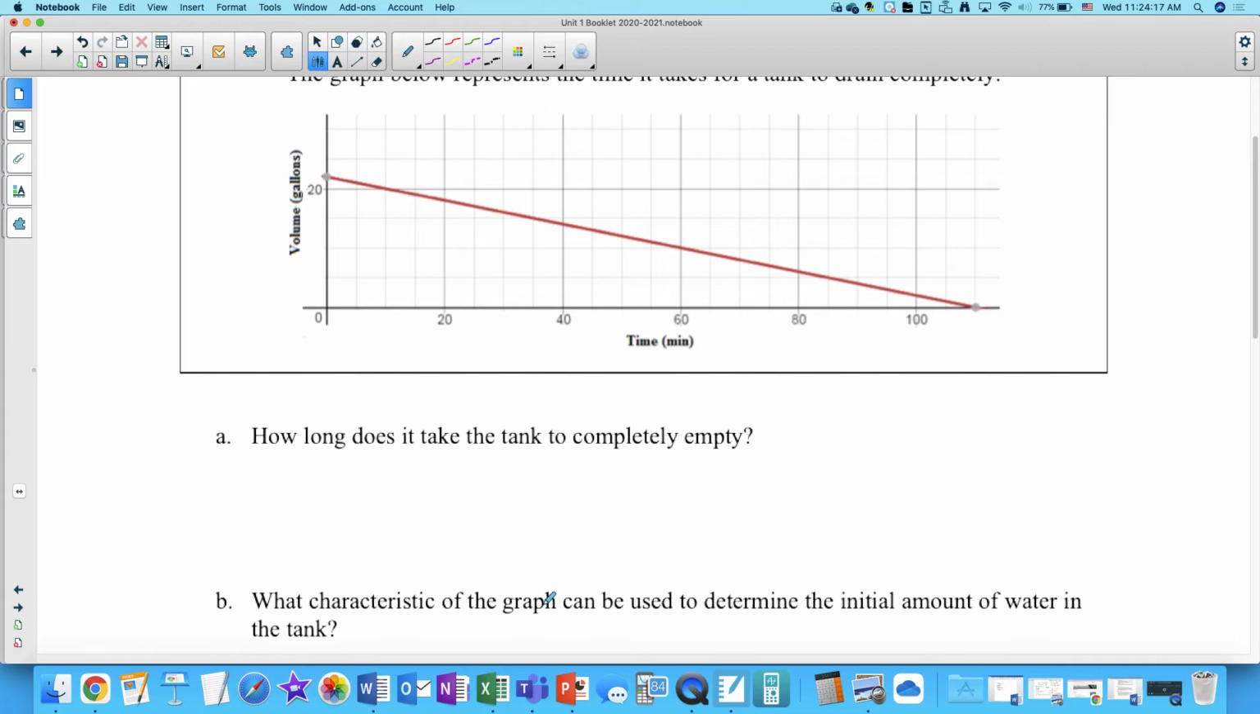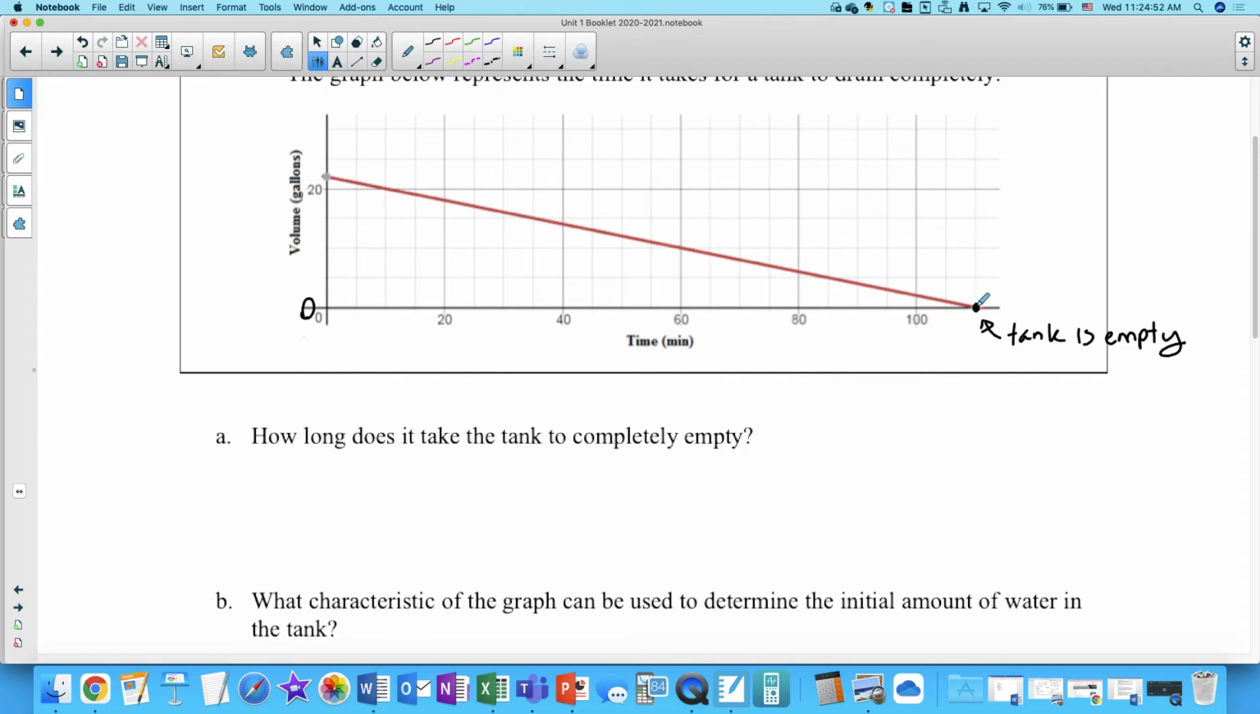Yeah, so it's right here. This is where the tank is empty. Right? Now, why does that make sense? Because the volume is the y-axis, right? So if the tank is empty, then we're looking at a volume of 0. When the y value is 0, we're looking at the x-intercept. So this is the amount of time it takes to empty.